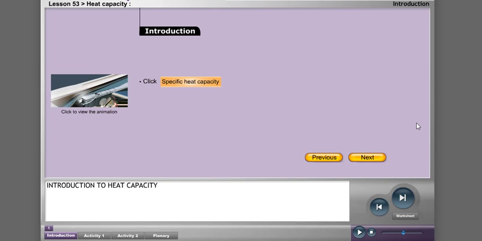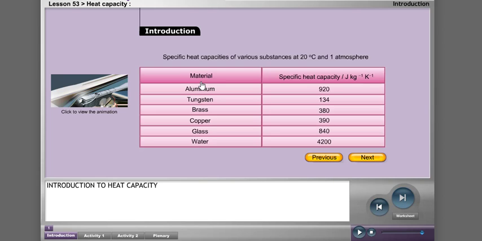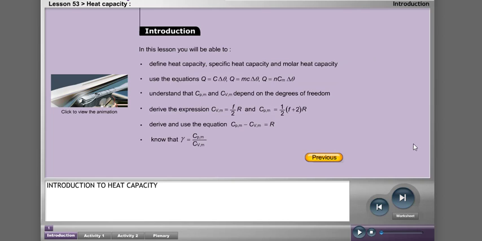Click Specific Heat Capacity. In this lesson, you will be able to define heat capacity, specific heat capacity, and molar heat capacity.